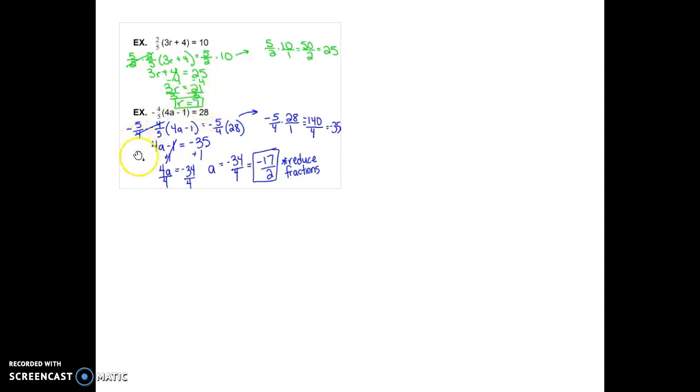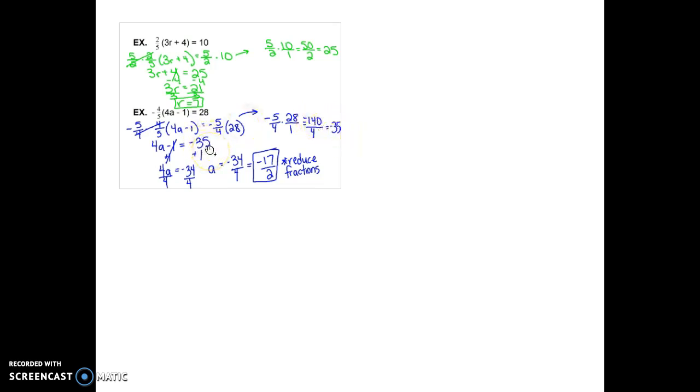Okay, then the final one, same as before. I need to multiply by the reciprocal of this fraction. So the reciprocal of negative 4/5 is a negative 5/4. Okay, the sign does not change with reciprocal, you just flip it, so the negative stays. Multiply by that on both sides. On my left side, all those fractions cancel out. I'm left with 4a minus 1. On my right side, negative 5/4 times 28. Here's all the work for it. You end up with negative 35.